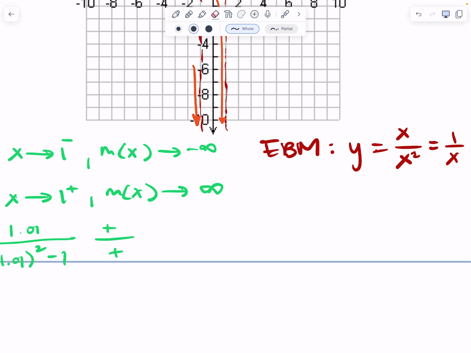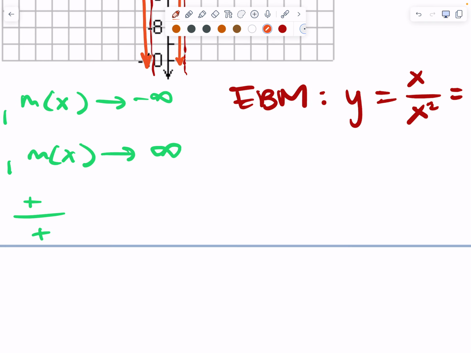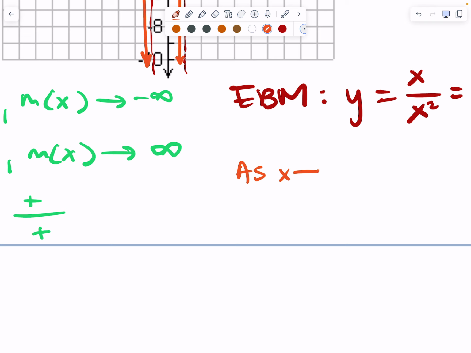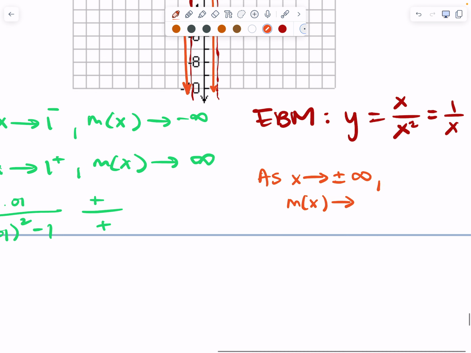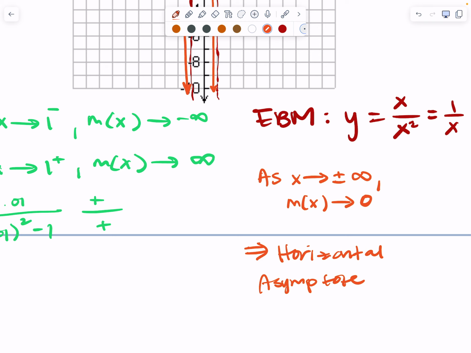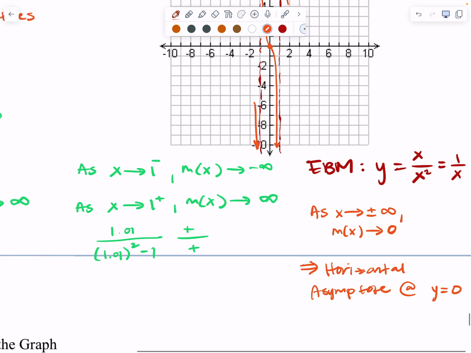Yeah, what I said. So we can think about that as x approaches positive or negative infinity, m of x, similar to 1 over x, will approach 0, meaning we can say a horizontal asymptote describes the end behavior at y equals 0.